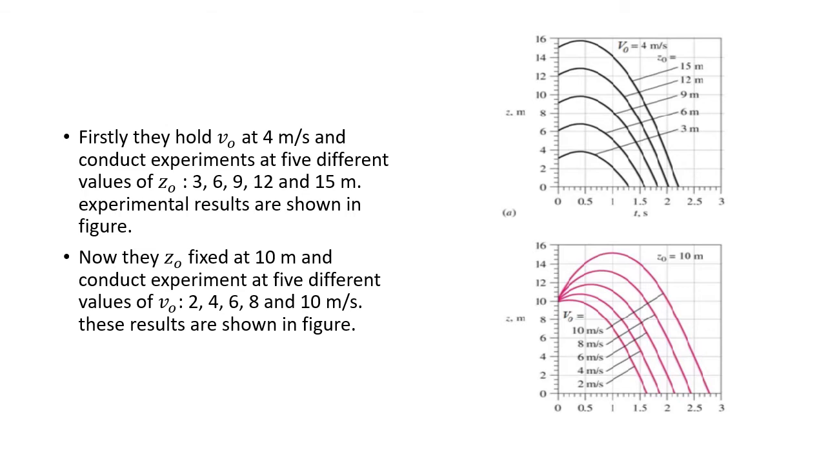Firstly, they hold V0 at 4 meters per second and conduct experiments at 5 different values of Z0. So they keep the initial velocity a constant 4 meters per second, and they conduct the experiment at different heights of 3 meters, 6 meters, 9 meters and 15 meters, and this is the graph. For different heights the graphs are plotted, and next they fix Z0 at 10 meters, and they conduct the experiment at different velocities of 2, 4, 6, 8 and 10 meters per second, and the graphs are plotted.